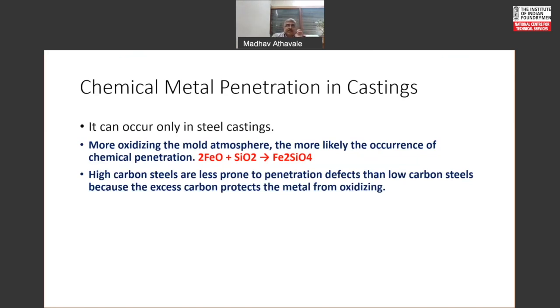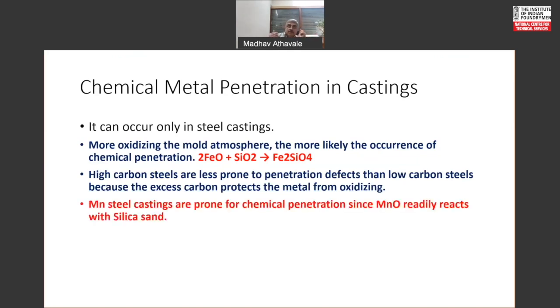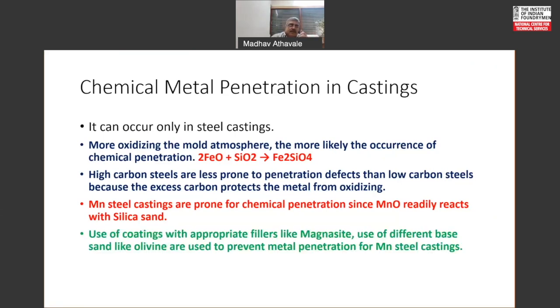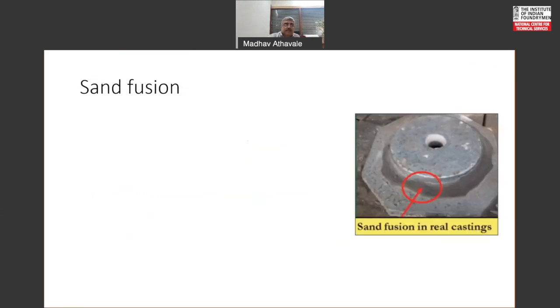High carbon steels are less prone. This has been found. High carbon steels are less prone to penetration as compared to low carbon steel because excess carbon protects the metal from oxidizing. Same is true for cast iron. Manganese steel, of course, is prone to chemical penetration because MnO2 readily reacts with silica sand in the earlier equations. So appropriate coating fillers like magnesite and different base sands have to be used to prevent metal penetration in manganese steel casting.